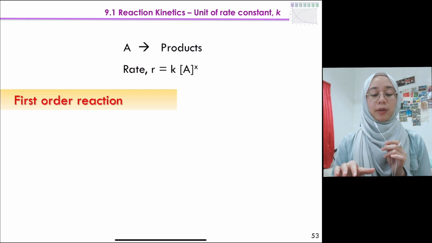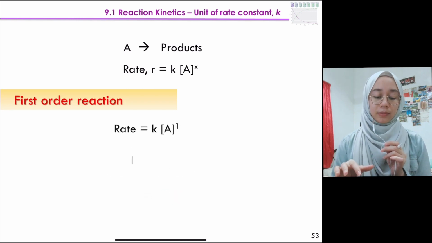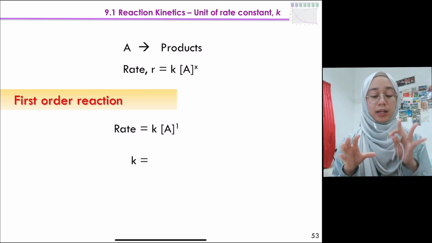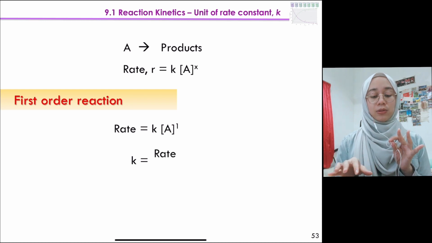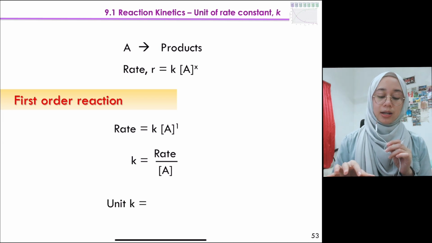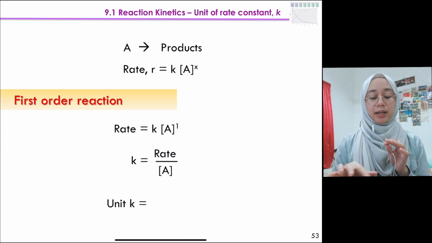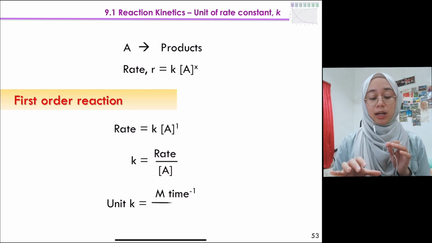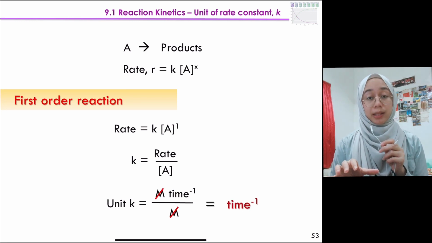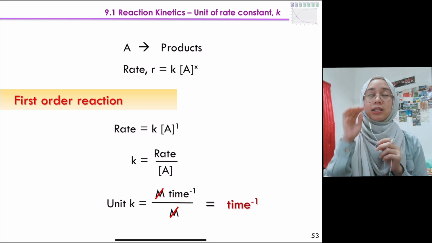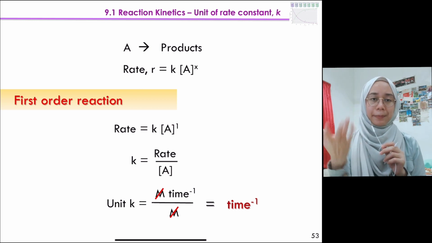reaction. Okay, tapi kalau dia first order reaction, therefore K kalau kita rearrange balik the equation here, so kita akan dapat K is equals to rate divided by concentration of A, where unit rate tu sendiri adalah molar over time. Okay, and then concentration of A pula unit dia adalah molar, therefore you can cancel off the molar, so yang tinggal adalah per time.